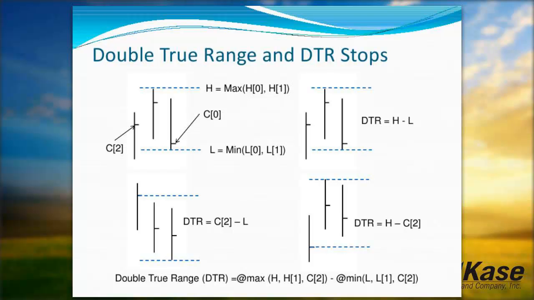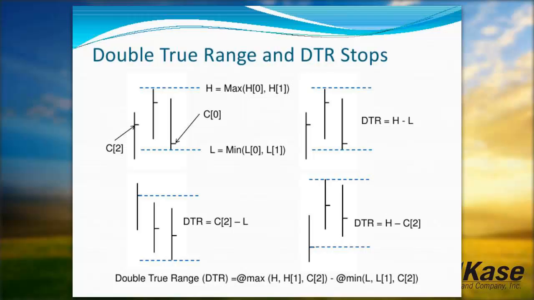So a lot of people that have tried to mimic our stop, usually average true range, don't quite get the answer that we're getting, and that's because usually they are not using the double true range. The formula for double true range is at the very bottom of the chart. We call it DTR, and it is the max of the high of 1 bar ago or the close of 2 bars ago, minus the min of the low of 1 bar ago or the close of 2 bars ago.